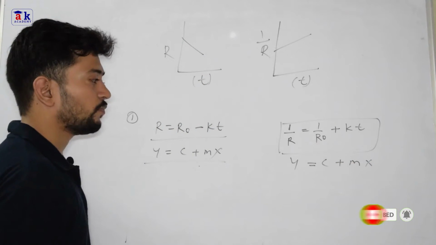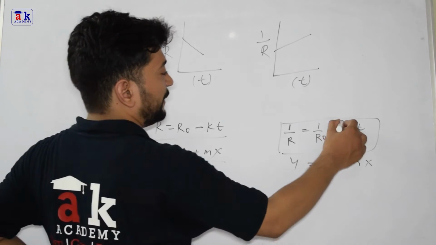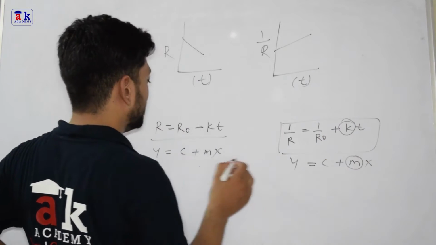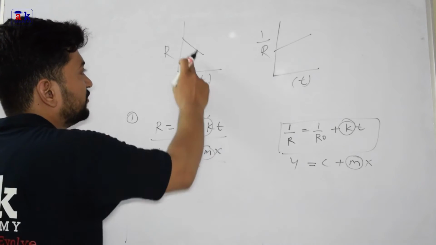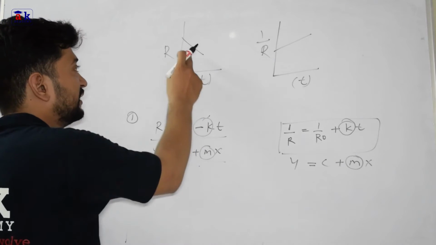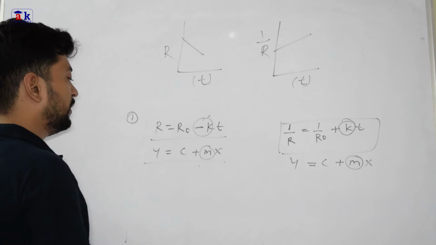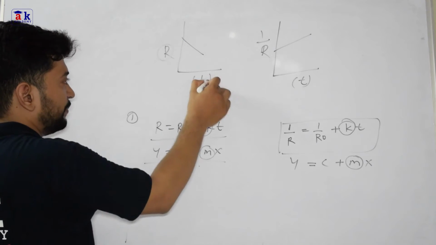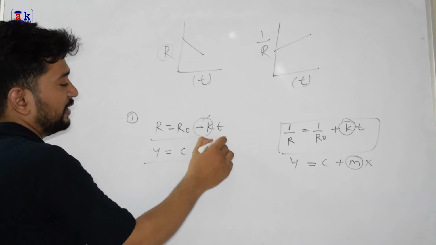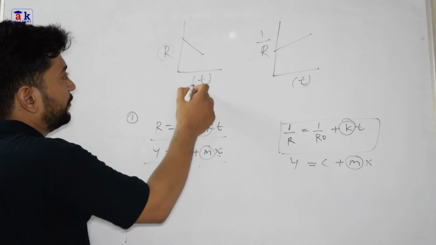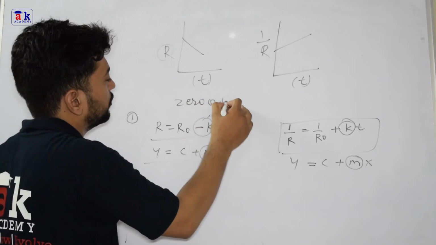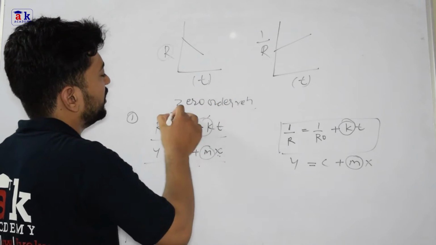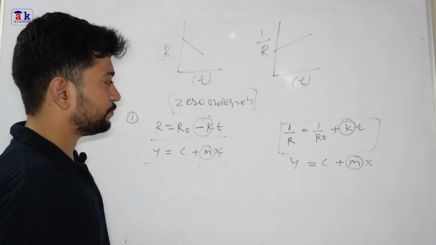So here we have m is equal to k, and here we have m is equal to minus k, right? So minus k means we have negative slope over here. So in this case you can observe we have negative slope, and here this is y, this is r term, and here you have time, this is x. So from this graph it is clear that this is zero order reaction, right? This is the zero order reaction.